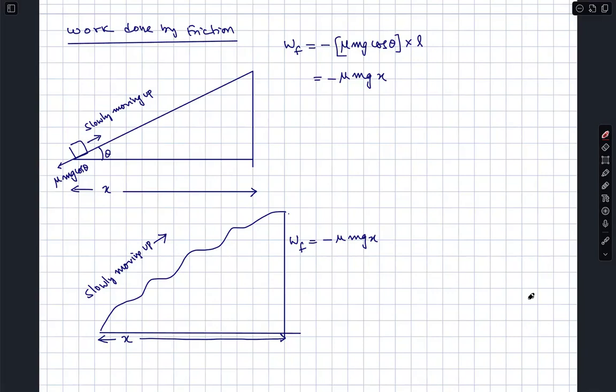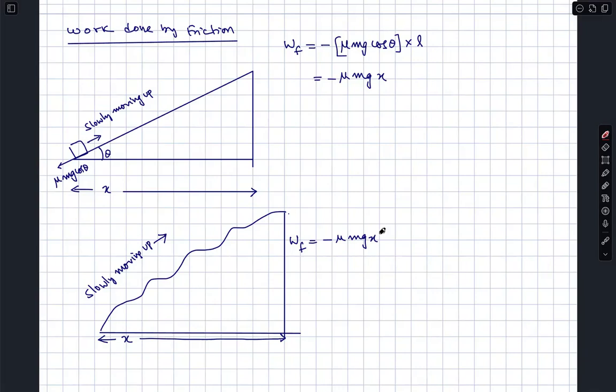Suppose I have an irregular shaped inclined plane. Then even in this case, you are slowly hauling it. So mu mg cos theta dL, you will write. Cos theta dL term is always dx. So again, integral dx is the total base length x. So finally, the work done by friction in this case is minus mu mgx.